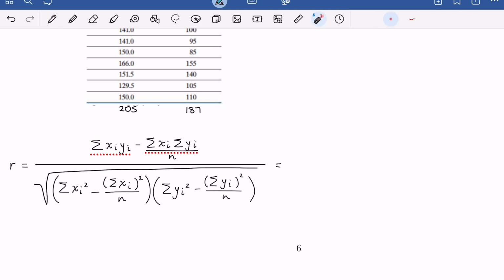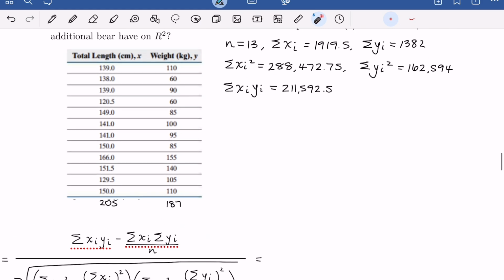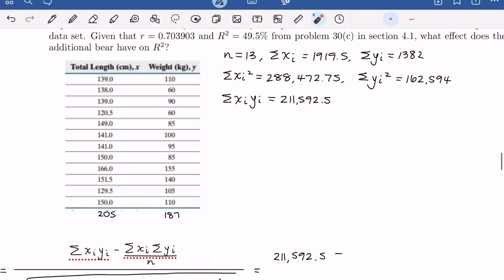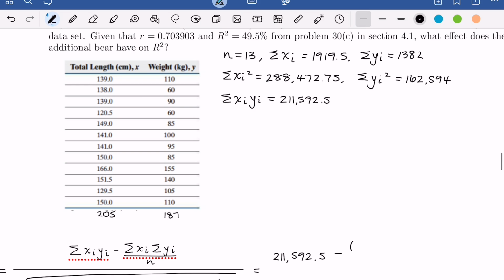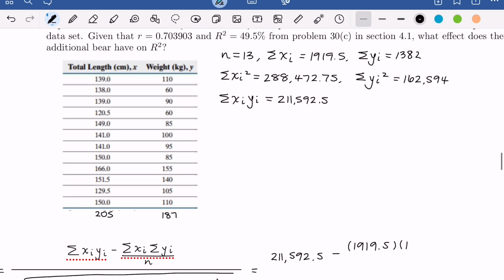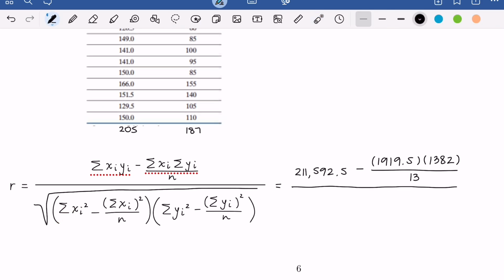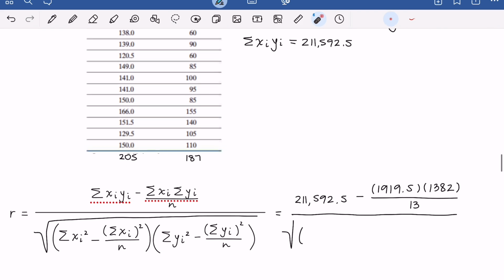Focusing just on the numerator, we're going to take the sum of the product of our x's and y's. So that's going to be that 211 value there. Then we're going to subtract out the product of their sums. So we're going to take the sum of the x's and multiply by the sum of our y's, and then divide everything by our sample size, which is 13. Now in the denominator, we're going to take the square root of this whole thing here. Our first value is going to be the sum of these squared, so that's going to be the 288,000.